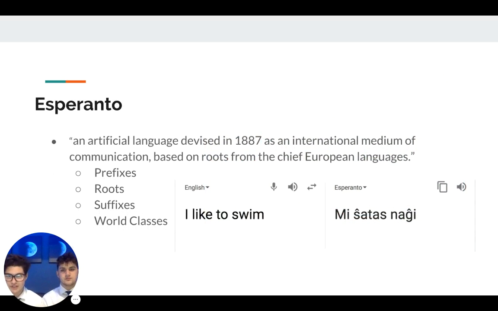So, Esperanto was an artificial language devised in around the 18th century. It's composed of four main things: prefixes, roots, suffixes, and word classes. And we see here in the example in English it says, I like to swim, and it translates in Esperanto to misatas negi. So basically, as you can see here, misatas negi is composed of Italian, French, and German. Basically a mixture of languages combining to form Esperanto.